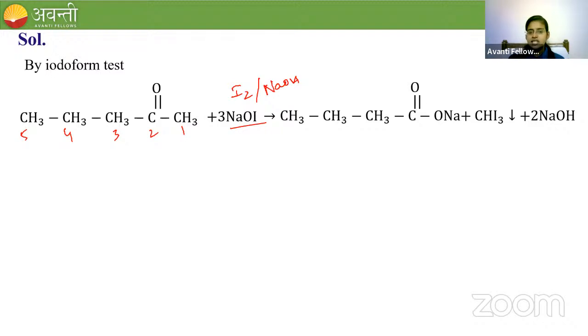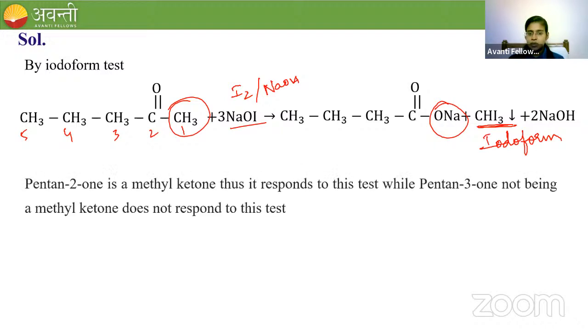Here the CH3 group is getting converted to ONa, and this is CHI3, which is called iodoform, a yellow precipitate. This is pentan-2-one. It is a methyl ketone. It has a methyl group, so it is a methyl ketone. It responds to this test, but pentan-3-one, which is not a methyl ketone, does not respond to this test.